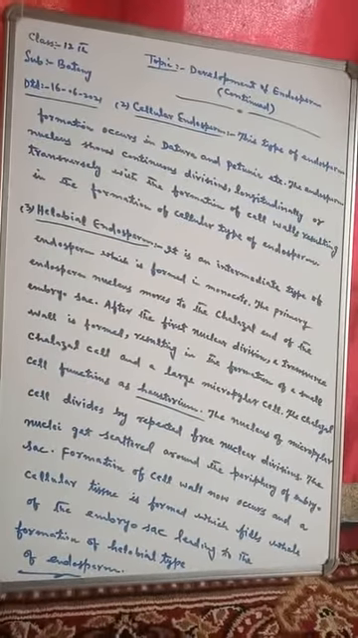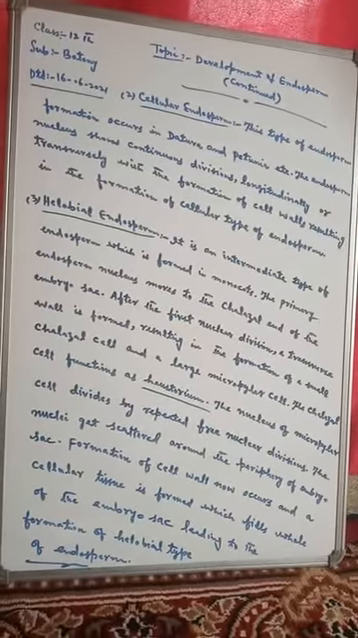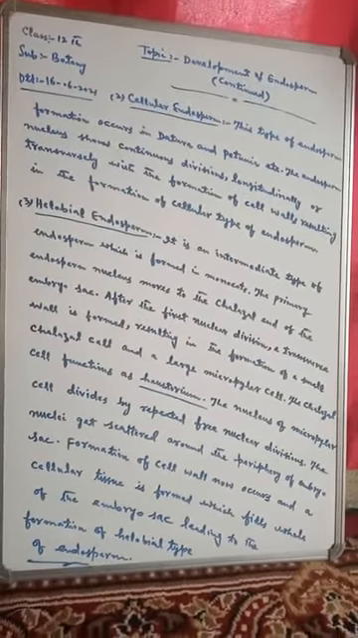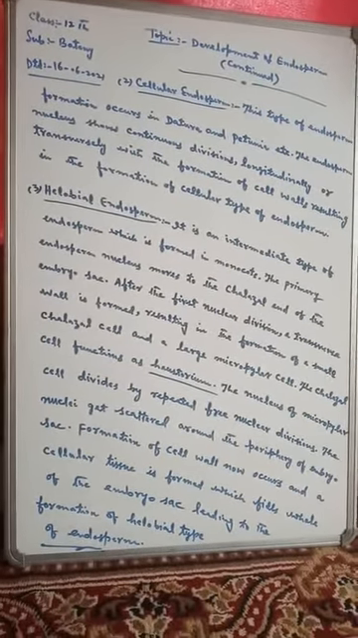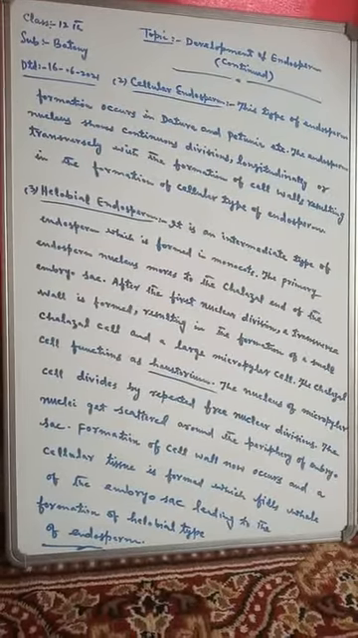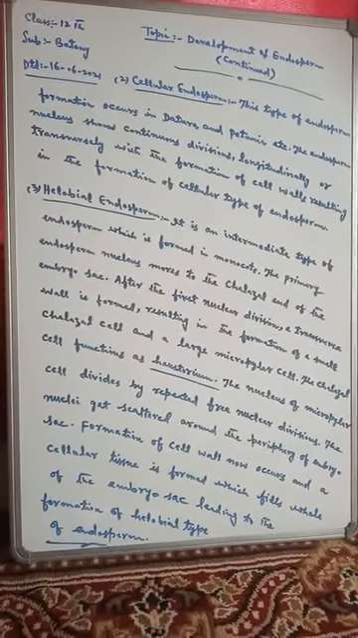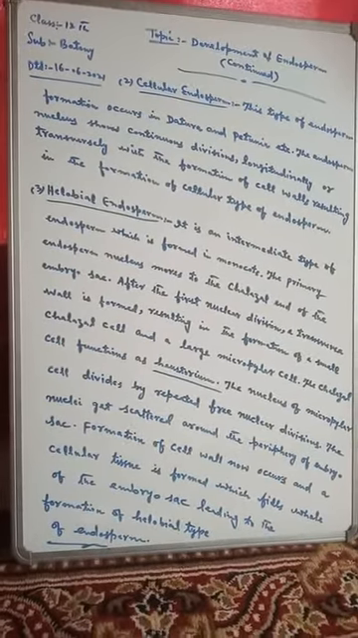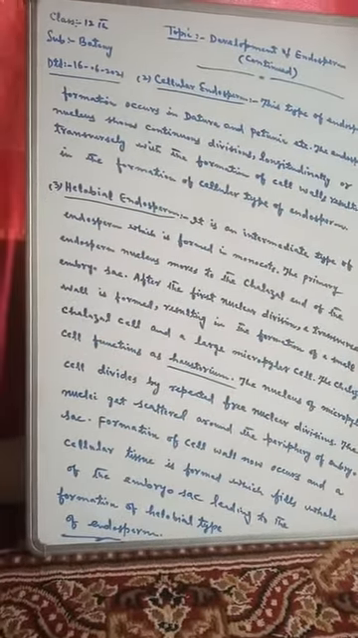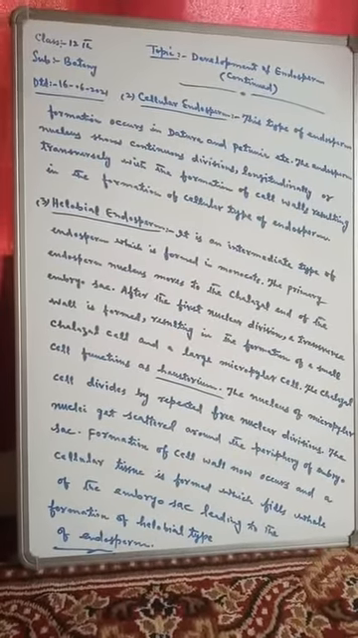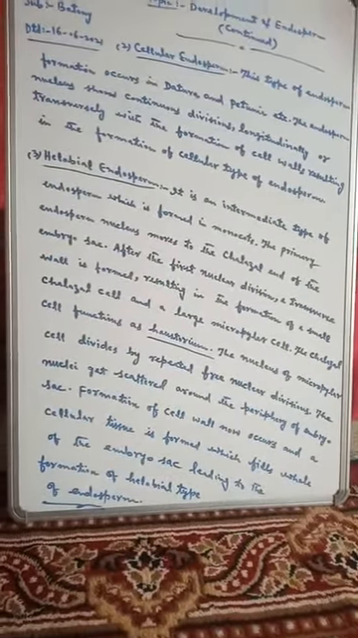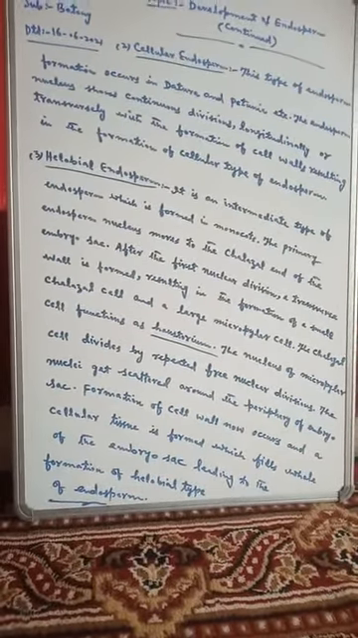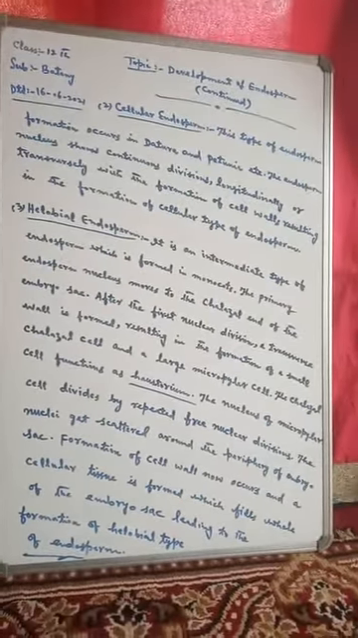So this was all about today's lecture, the development of endosperm, cellular endosperm, and halobial endosperm. In this way, we have completed the development of endosperm today, and you now know that there are three types of endosperm. One is the nuclear endosperm, which we discussed in our previous lecture, and today we have discussed the other two types: the cellular type of endosperm and the halobial endosperm. Now we have come to an end to today's topic.